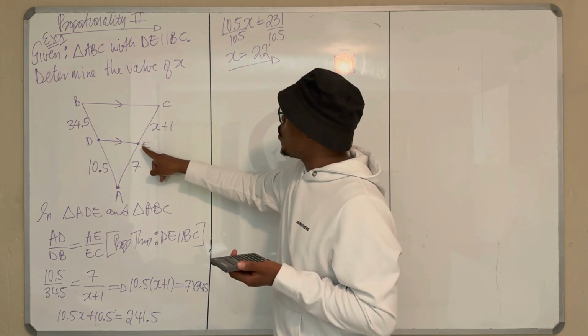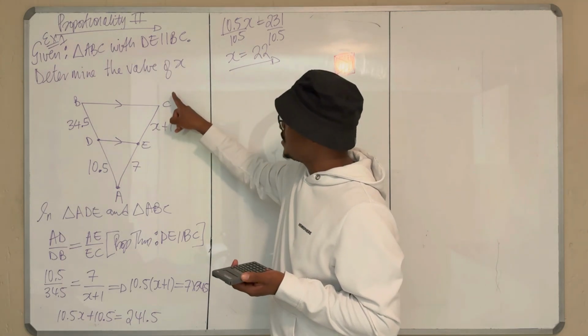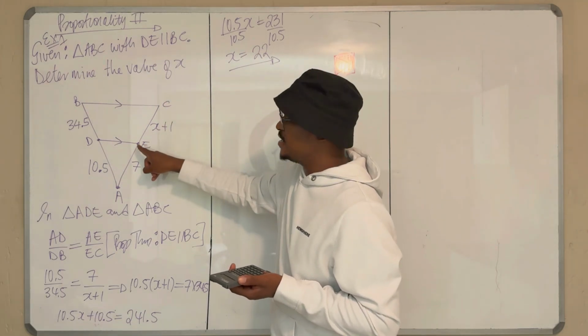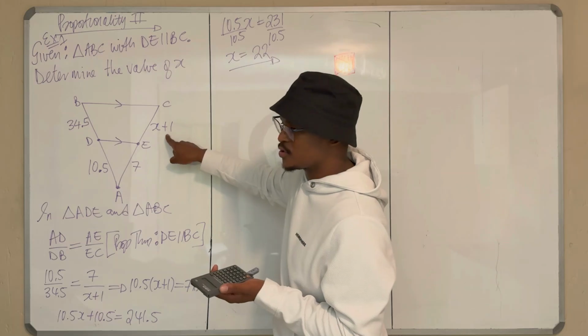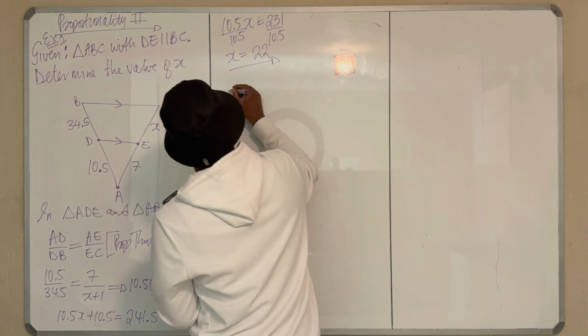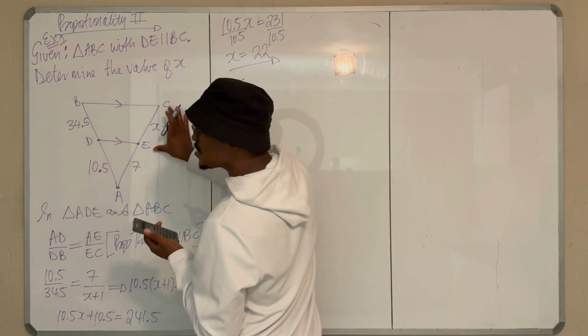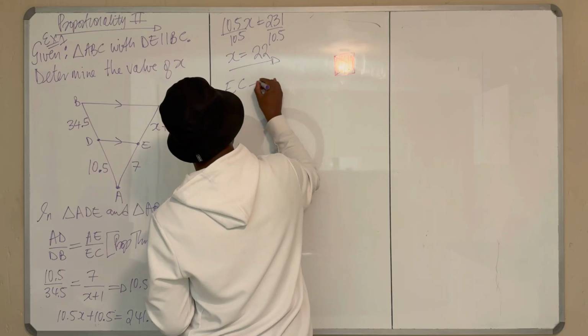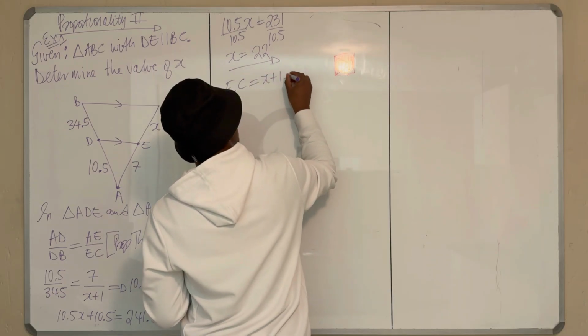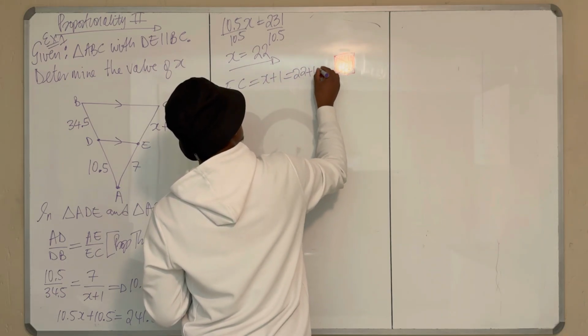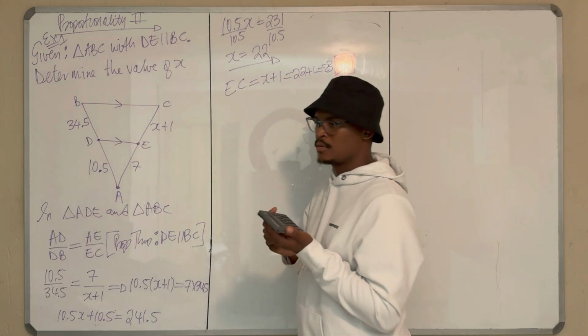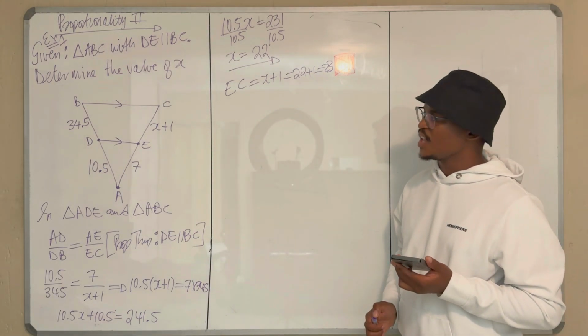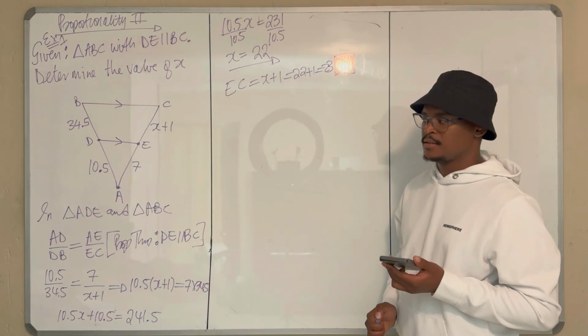Right? But if you want to find the side EC, if you want to find the length of EC, it's going to be x plus 1. So which means your side EC, the length of the side, is going to be x plus 1, which is equal to 22 plus 1, which is 23. I'm not sure if that does make sense. No, it does make sense.